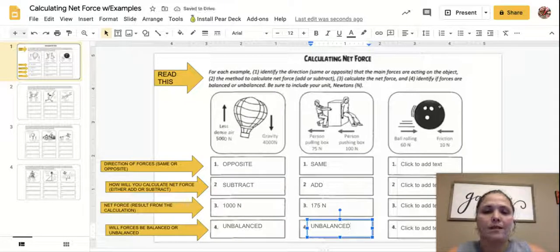And that's it. This is super simple. And after doing your guided notes for this first section and doing this virtual lab that you were supposed to also do today, then you should be ready to go on this activity.